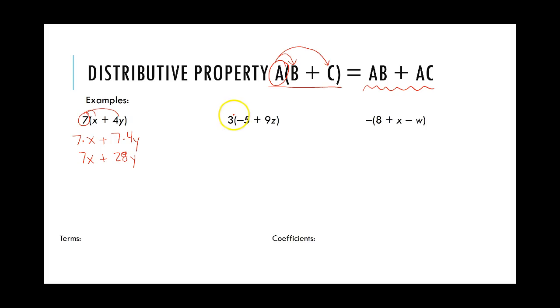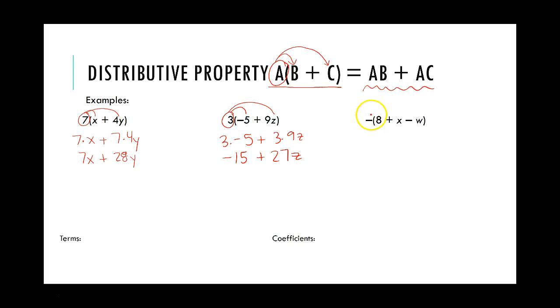Okay, the second one, 3 goes to the -5, and 3 goes to the 9Z. So 3 times -5 plus 3 times 9Z. So this is -15 plus 27Z.